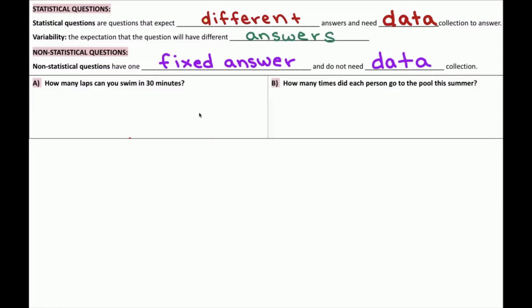Go ahead and pause the video and write if these two questions, A and B, are statistical or non-statistical and explain why. Then come back to the video to check your work.